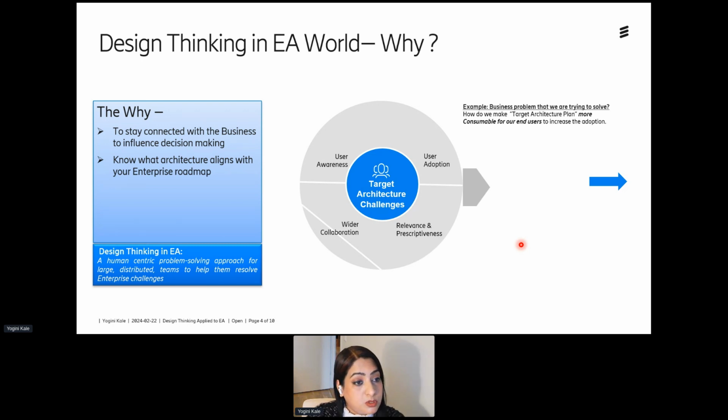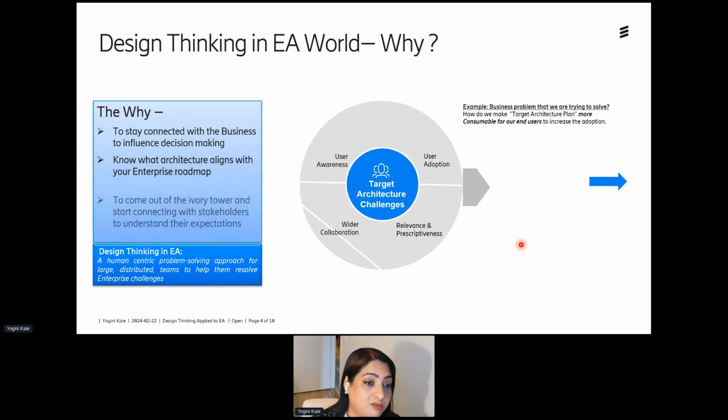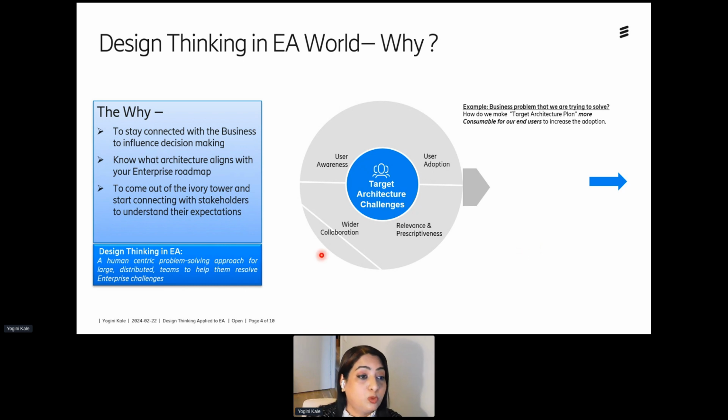Then it's also important to understand what architecture aligns with your enterprise roadmap, because it's not just about sitting in the ivory towers and designing the best architecture blueprint, right? It has to be aligned with your strategic goals. You should understand what are your stakeholders' expectations and what is your enterprise roadmap. So these are a few things that design thinking can help you achieve in an enterprise architecture context.